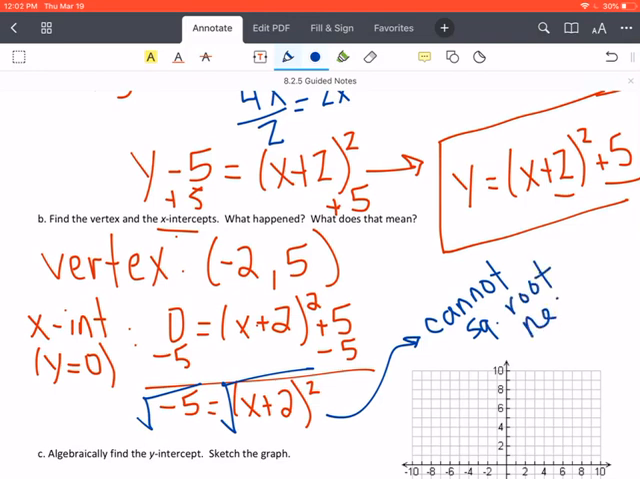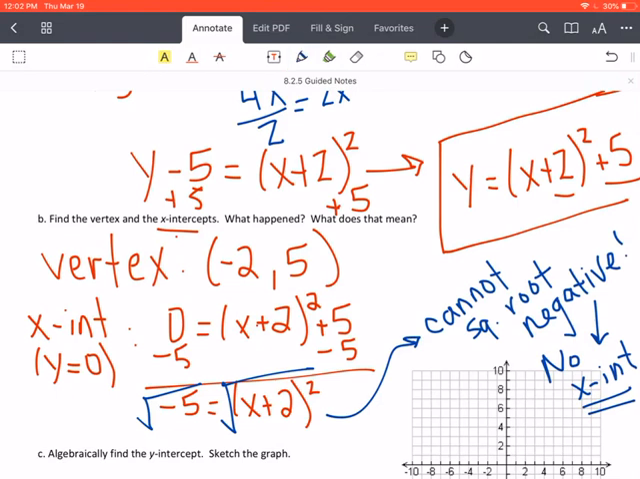we cannot square root a negative. So unlike when we used ZPP and thought maybe there are still x-intercepts, when we complete the square, if you run into this roadblock, we know that that means no x-intercepts. So go ahead and write yourself that note. There are no x-intercepts. So that means our parabola is either all the way above or all the way below the x-axis and will never cross it.